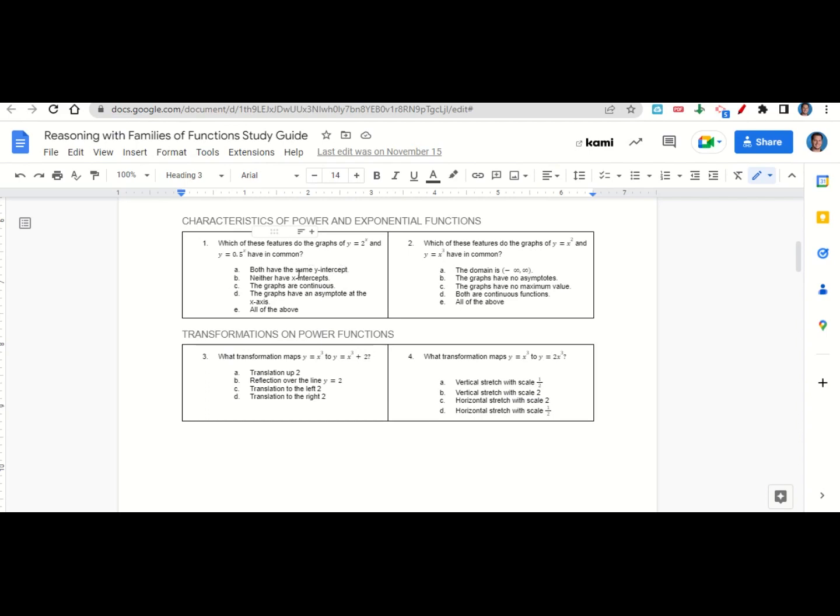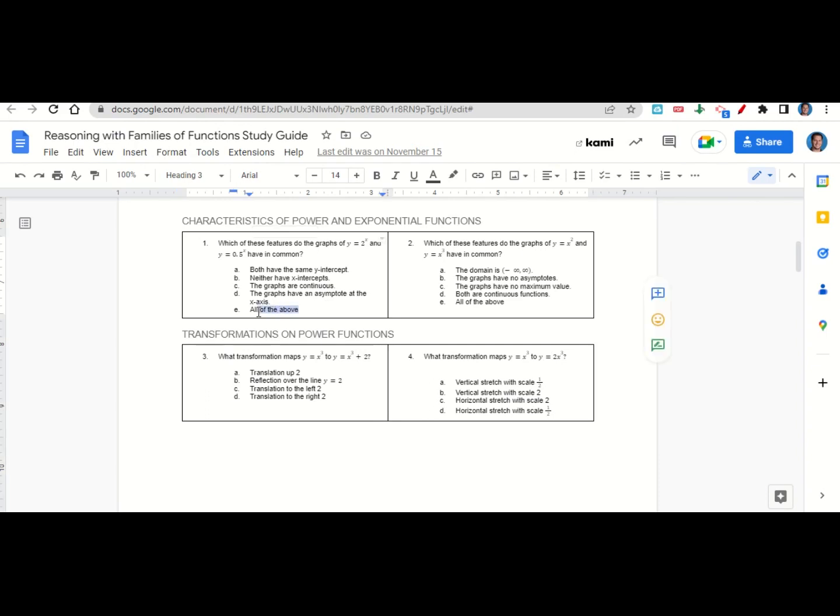So that's true. Neither have x-intercepts. Well, remember, anytime we have an exponential function, it has an asymptote at the x-axis unless it shifts up or down. This one doesn't have a shift up or down, so neither of them have x-intercepts. They are both continuous because we know that exponential functions don't break up. They have asymptotes at the x-axis. We know that's true as well, so it is all of the above.